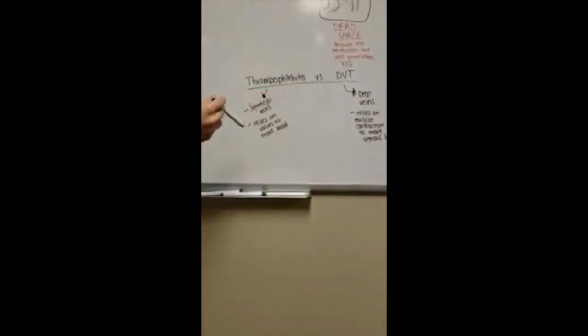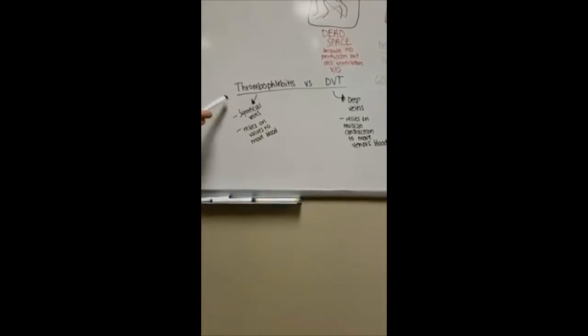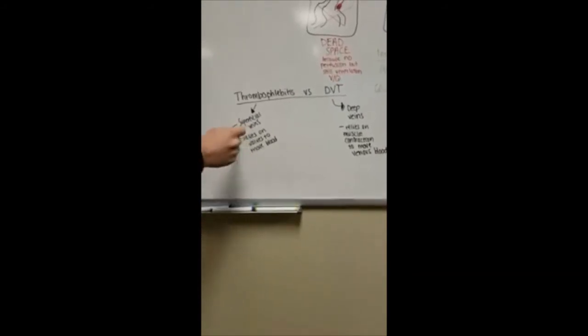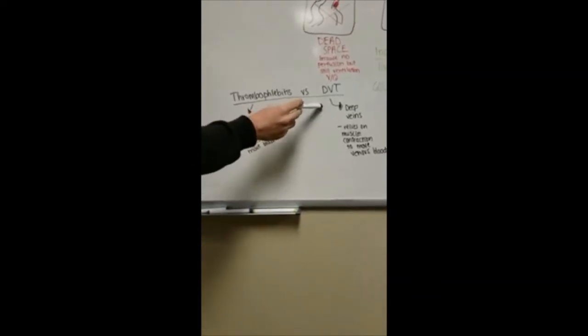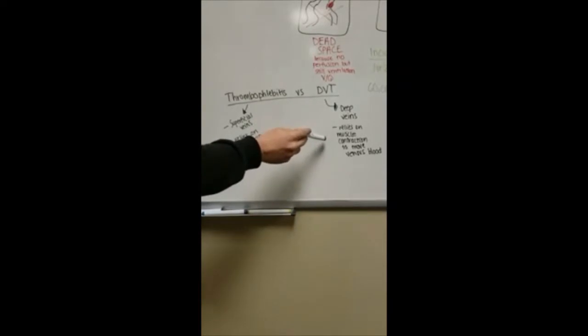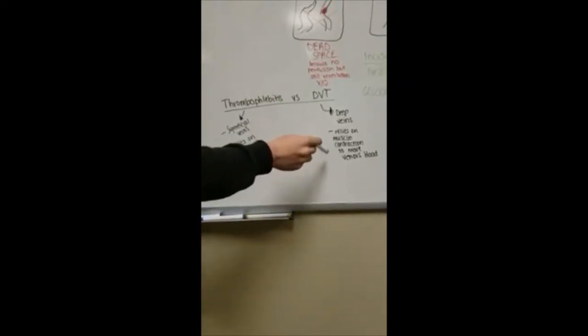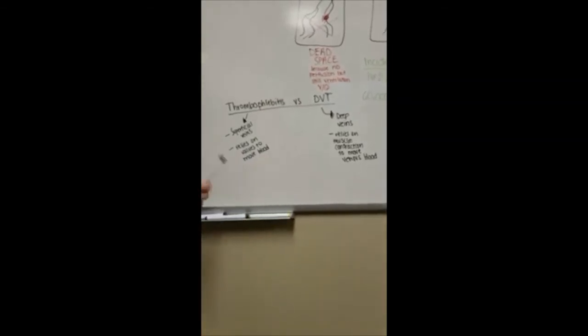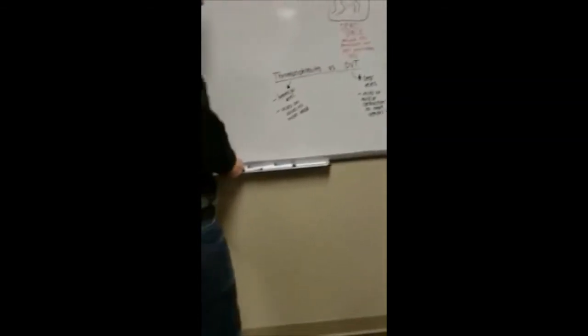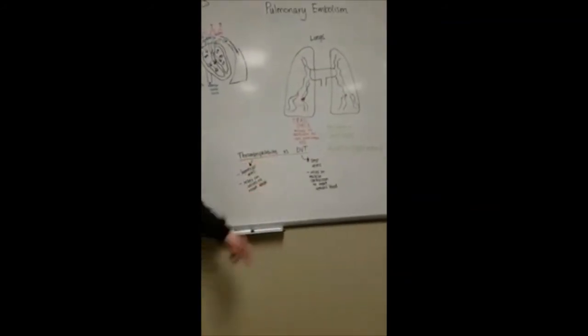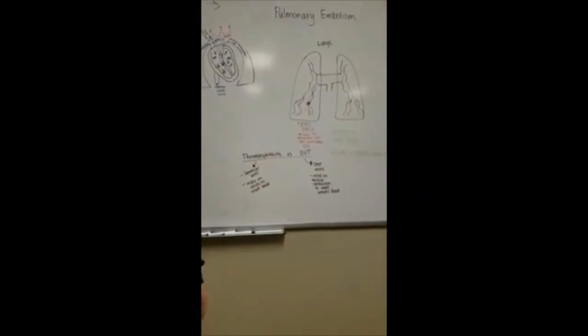Just to compare thrombophlebitis and DVT: thrombophlebitis only occurs in the superficial veins, and the superficial veins rely on valves to move blood, whereas a DVT, which is in the deep system, relies on muscle contraction to move the venous blood, which is why there's a higher incidence of it breaking loose. And it is a lot more serious. A lot of the times DVT cannot be recognized. The individual doesn't even know that they have it.